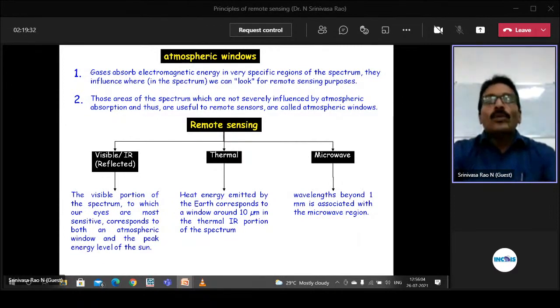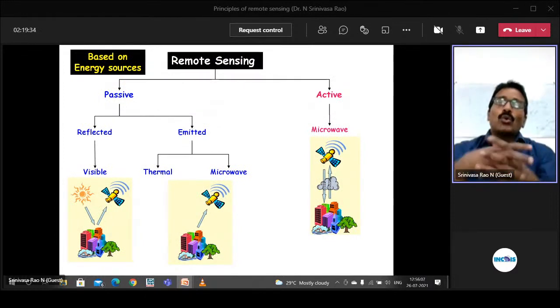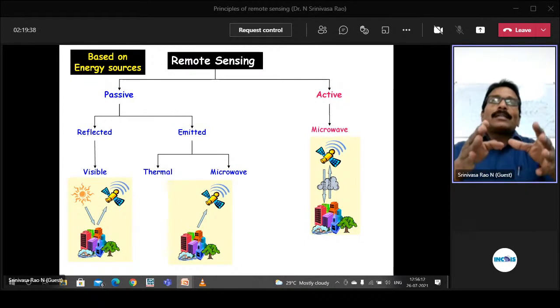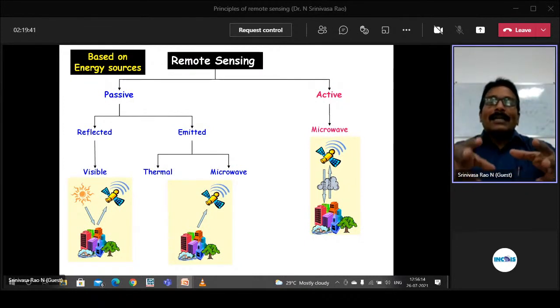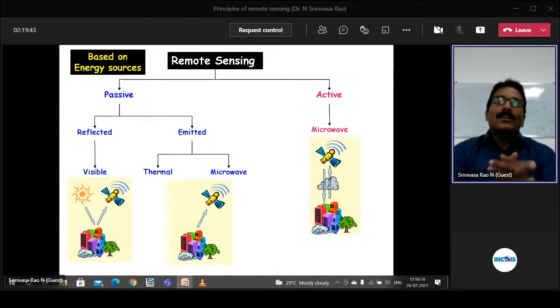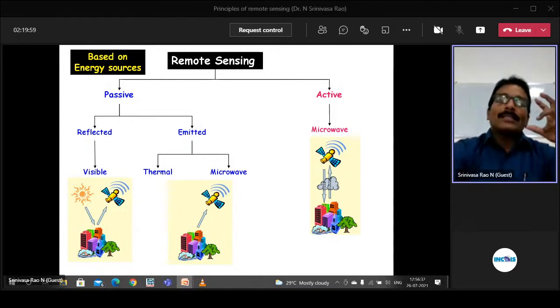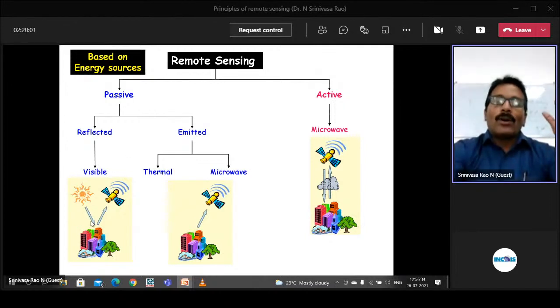Now, if you come to the energy sources, based on the energy source, we classify remote sensing into another separate classification. What is that classification? Passive remote sensing and active remote sensing, based on the energy sources. Passive remote sensing means the incident energy is from a natural source. An example is sunlight. Sunlight falls on a target, and reflected light goes into the sensor.